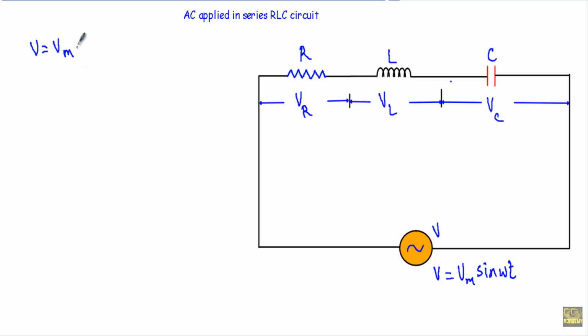You will find the application of series RLC circuit in real life, because every circuit we use contains this series RLC circuit. Every circuit has a certain portion of resistance, certain inductance and certain capacitance, or a combination of R, L and C. Here we are applying V equal to Vm sin omega t. Let's say the frequency of this alternating signal is equal to F. As a result, let's say we get an alternating current I flowing in this circuit.